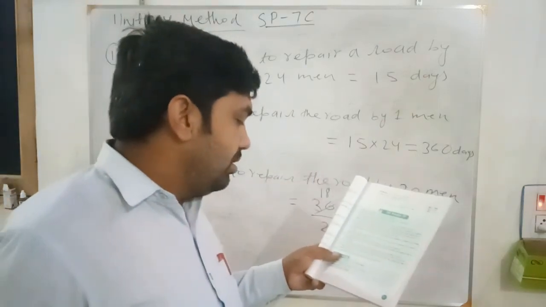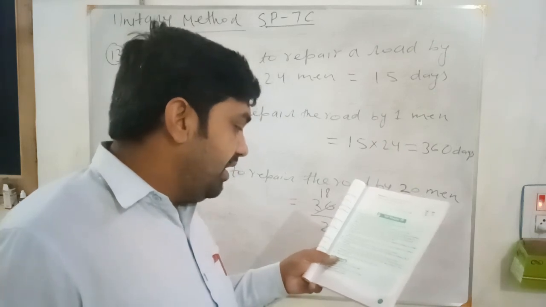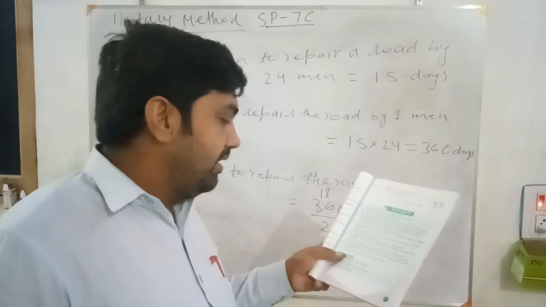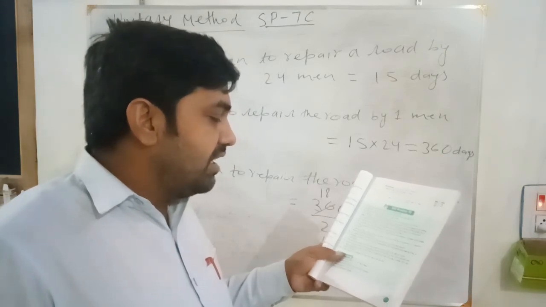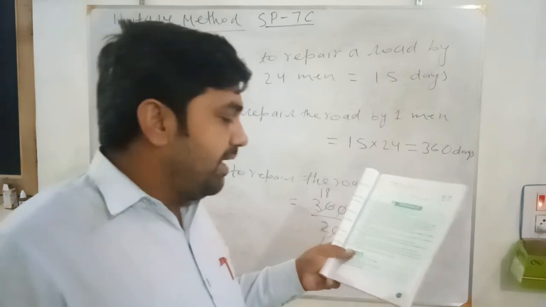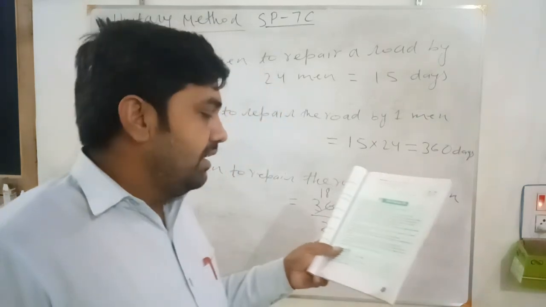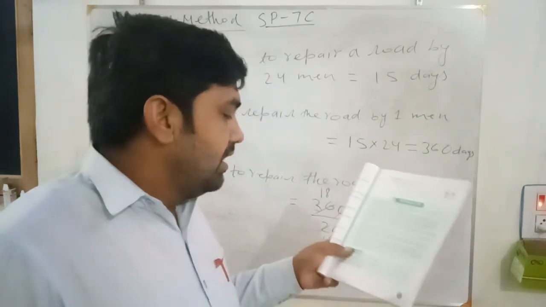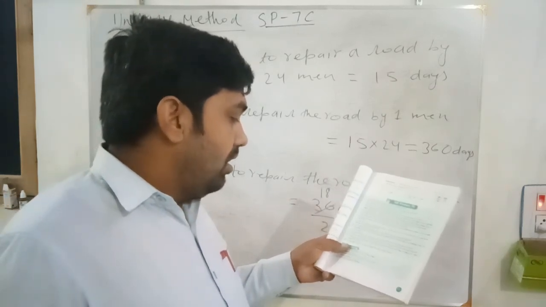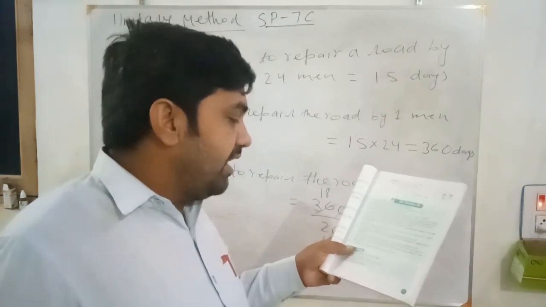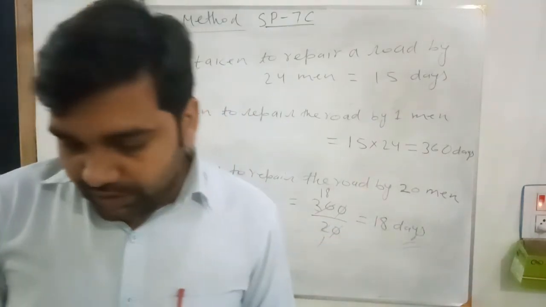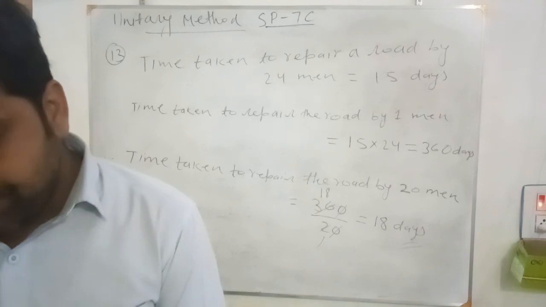Therefore the time taken to walk 1 meter is 1 by 110 minute. Now the time taken to walk 26.4 kilometers: multiply this number by 1000 to convert it into meters, so 26,400 meters. The time taken to walk 26,400 meters equals 1 by 110 into 26,400. You multiply and you will get the answer. So we have completed self practice 7C.